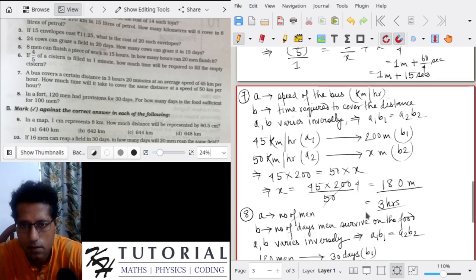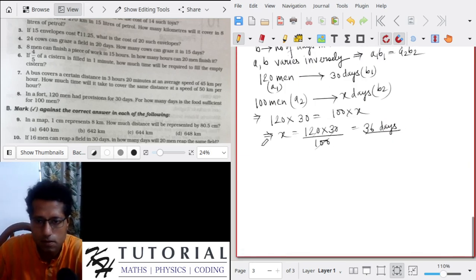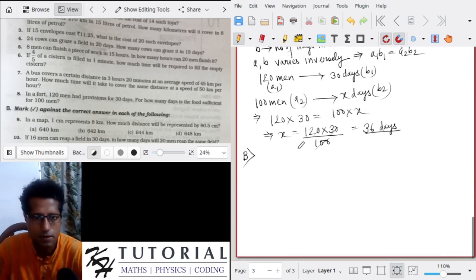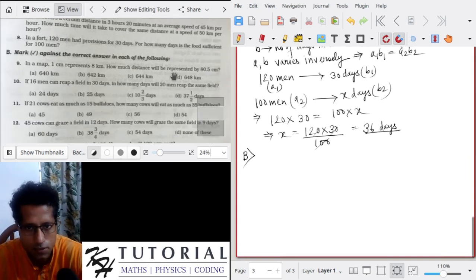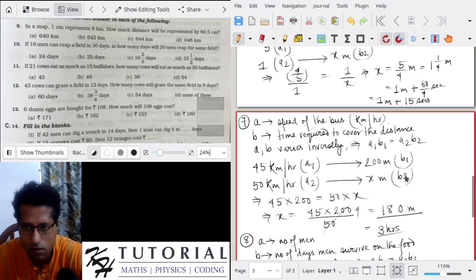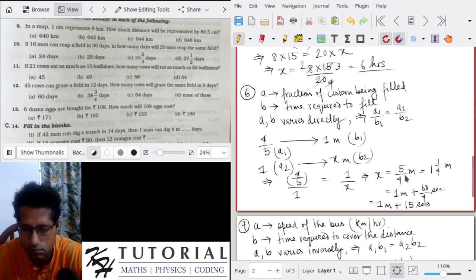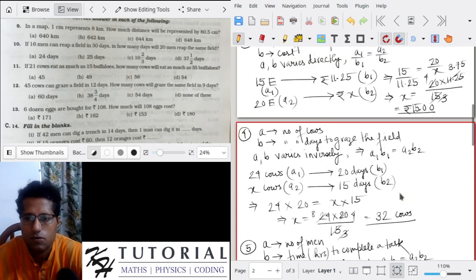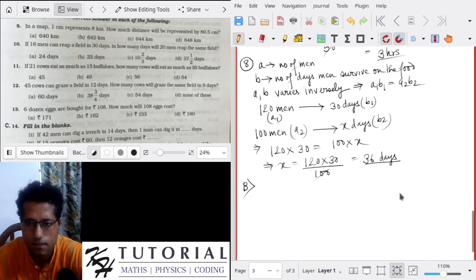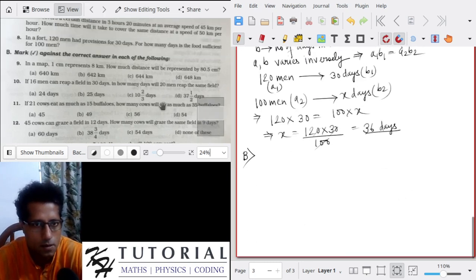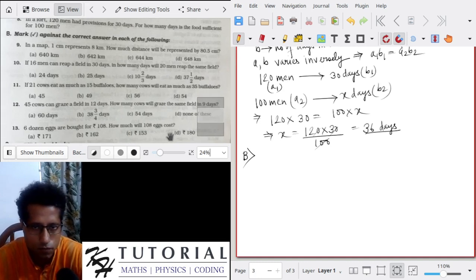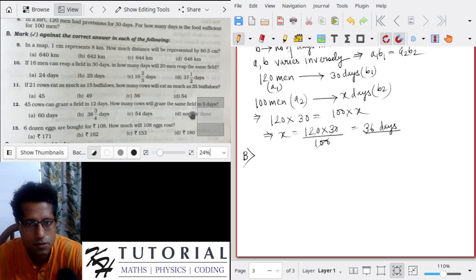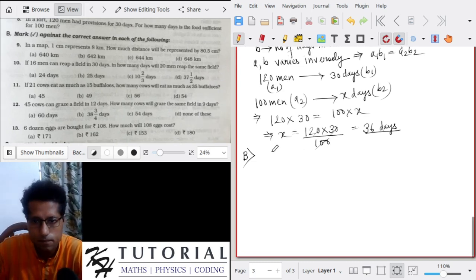Section A is complete. Now we start section B. Section B, mark against the correct answer in each of the following. So section B is MCQ. Section A was all where we had to find the answer. This was not MCQ. This was kind of short answer or long answer, whatever you think. Section B is MCQ. Some 4 choices are given, and I guess only one choice will be correct. Okay, so let's solve question number 9 from section B.